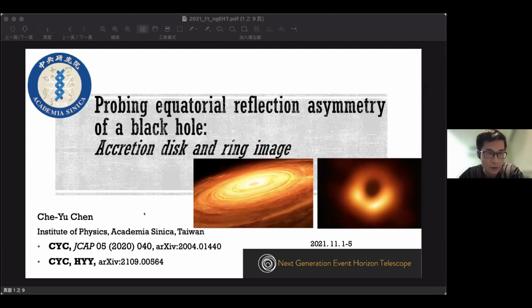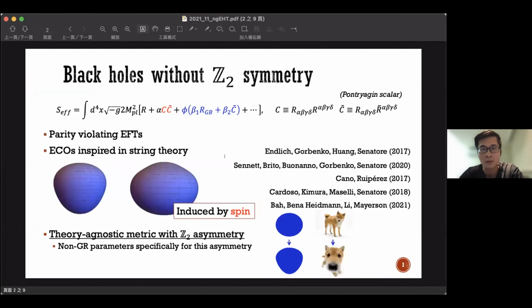So basically what I'm going to talk about today can actually boil down to one simple question. What if the black holes in our universe do not have equatorial reflection symmetry? Namely, what if the black hole looks different in its north and south hemispheres? So in particular, in this talk, I will mainly focus on what happens, due to this reflection symmetry breaking, to, for example, the accretion disk around the black hole, and also the ring image, the shadow image cast by this black hole. So at first you may think that the idea that a black hole doesn't have Z2 symmetry is very crazy, but actually it is not.